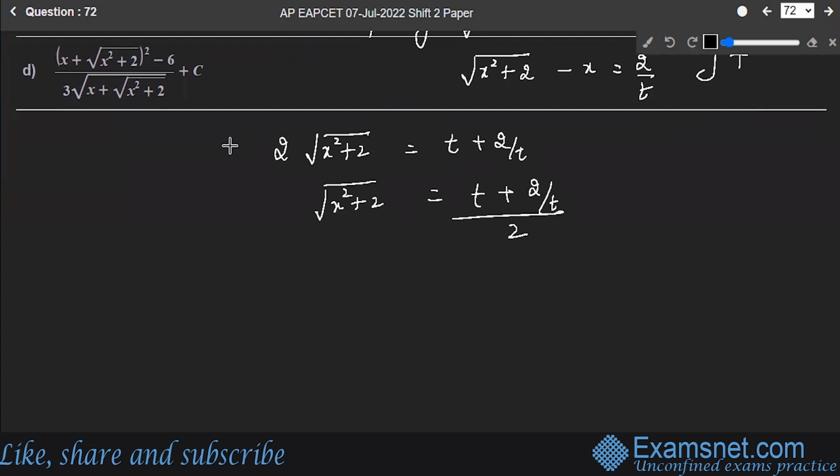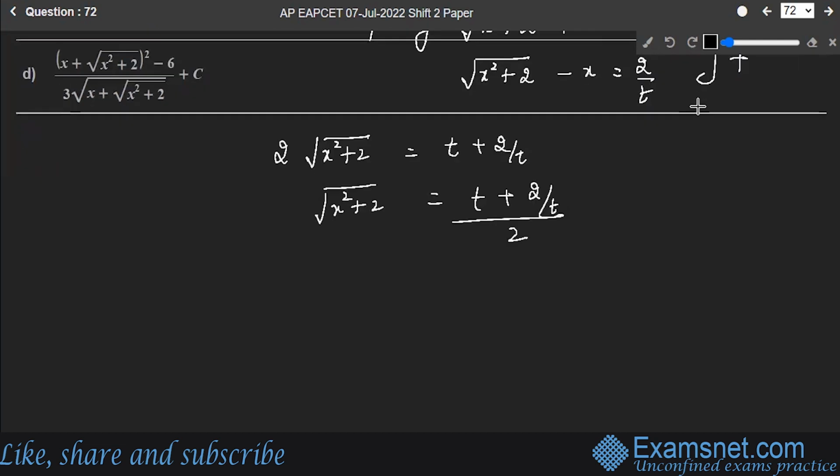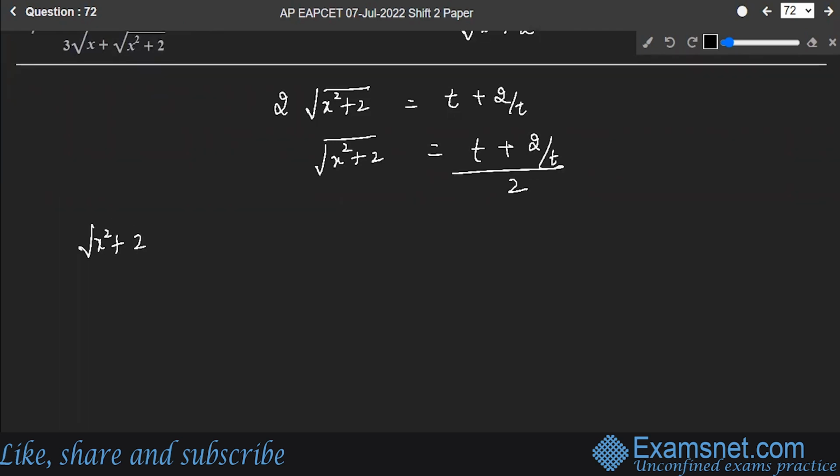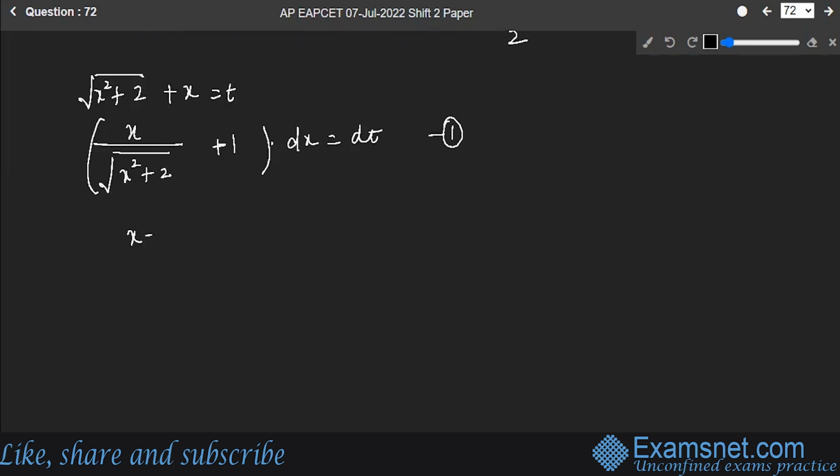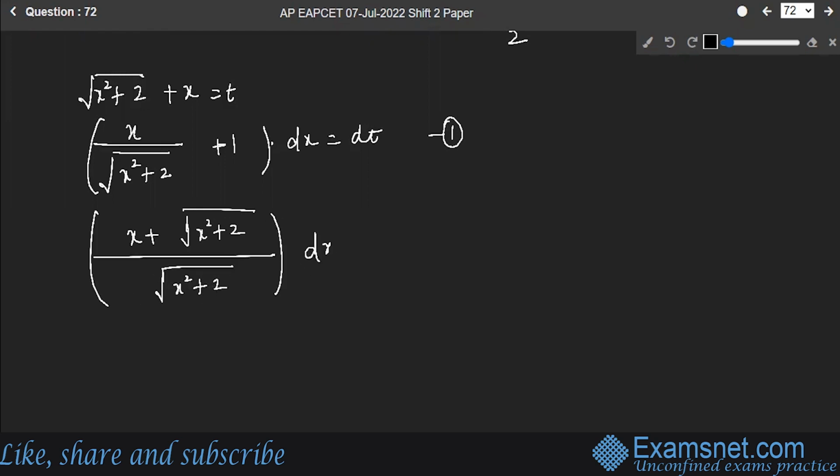Now, let's pick up this one: root of x square plus 2 plus x is equal to t. If I find the derivative of it, it will be x upon root of x square plus 2 plus 1, dx is equal to dt, right? Let's solve it further. Let this be equation one. And I'll say this will be x plus root of x square plus 2, whole divided by root of x square plus 2, dx is equal to dt.